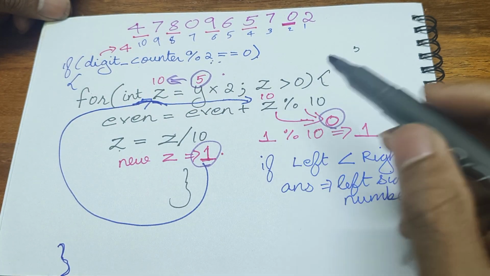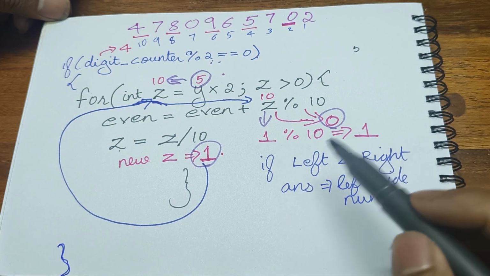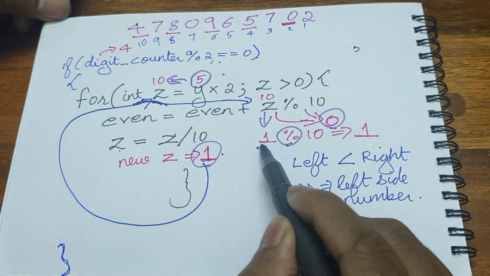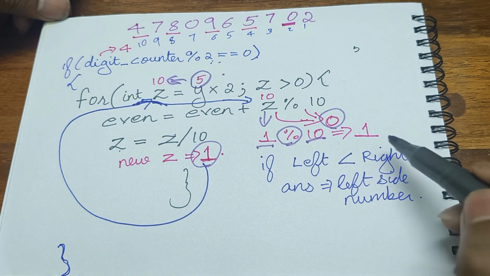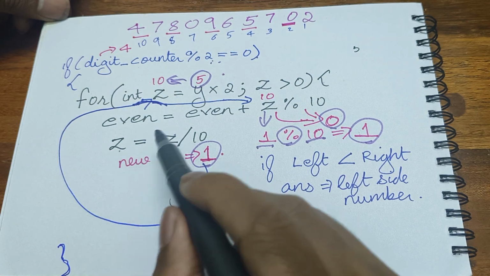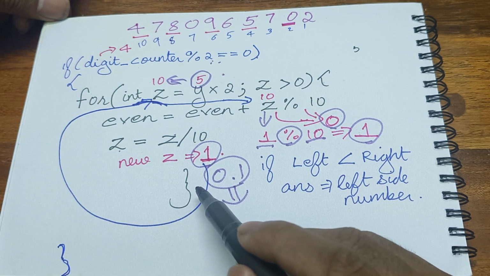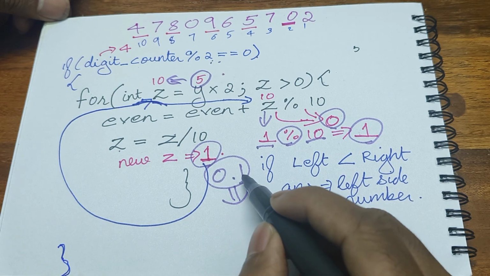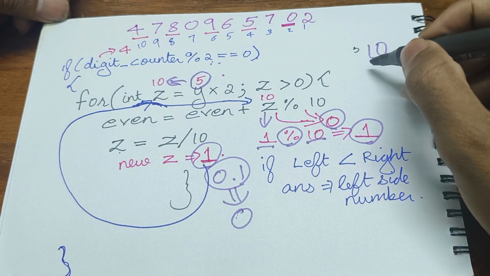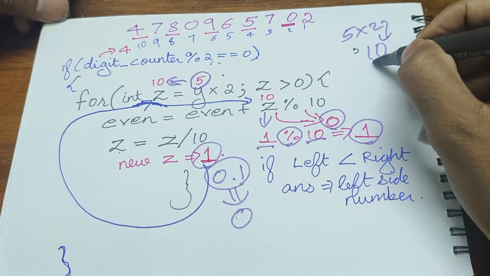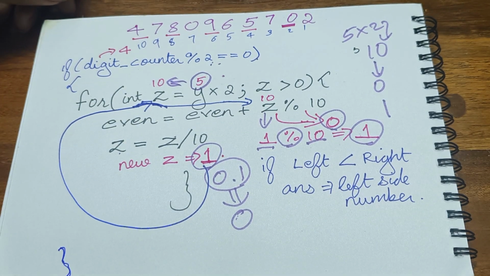Then it will continue on the function again. Here, z will become 1, and 1 modulus 10 is 1. Why? Because for the modulus function, if the number to the left of the function is less than the number to the right of the function, then the result will be the number to the left of the function. That is 1. And 1 will continue on the algorithm, and 1 divided by 10 will be 0. It will be 0.1, but in C, for the integer data type, 0.1 will be considered as 0, and hence our for loop will be terminated. This is the code that will split up 5 times 2, that is 10, into 0 and 1. Okay, that's all.